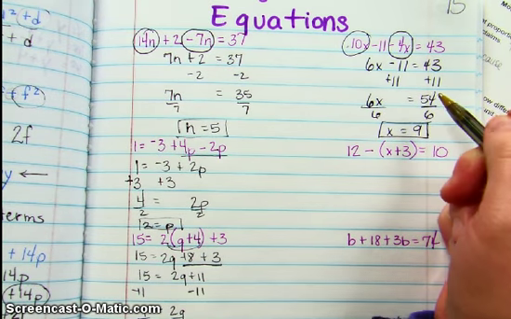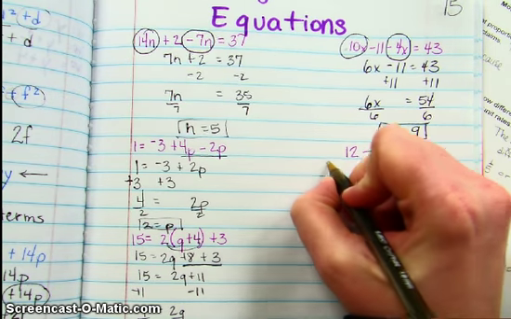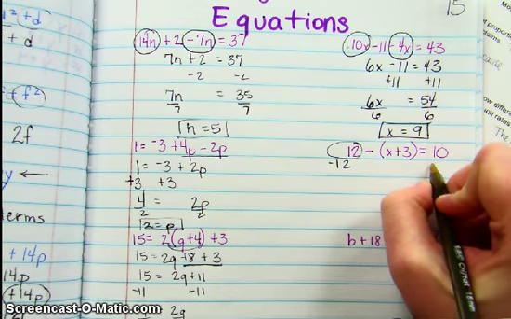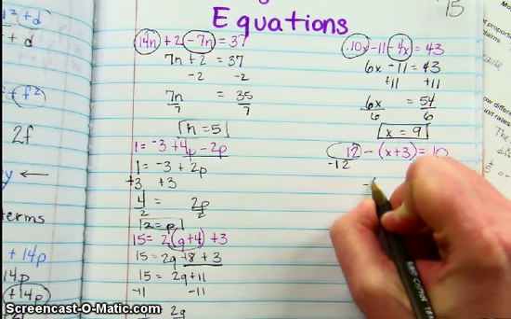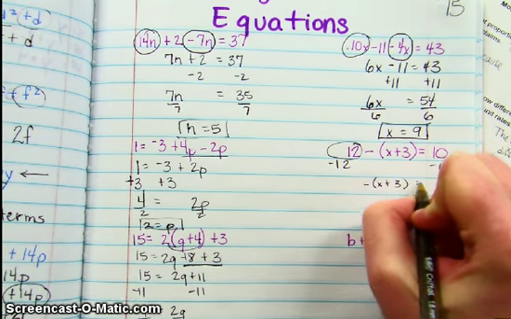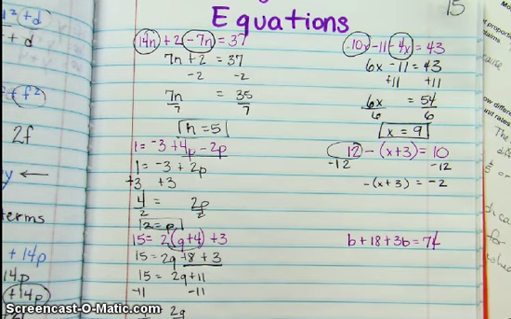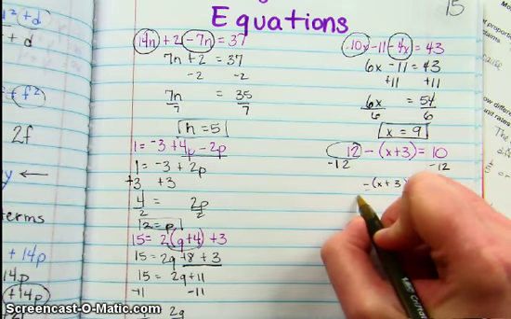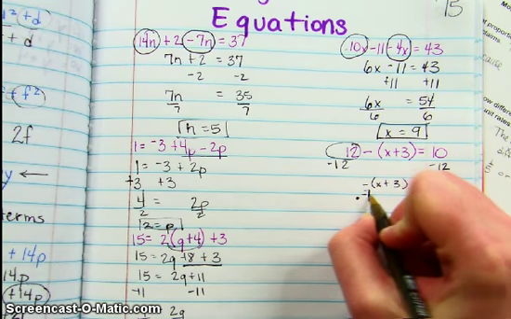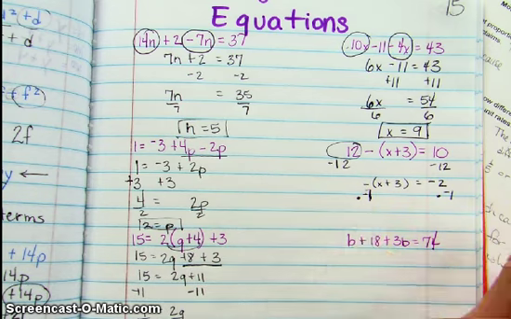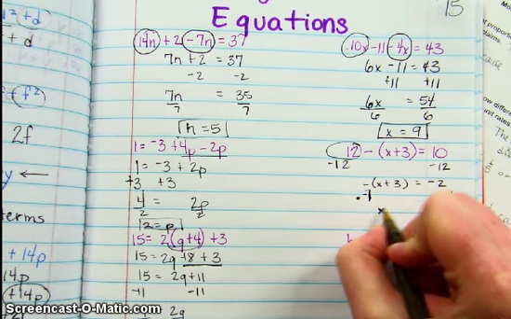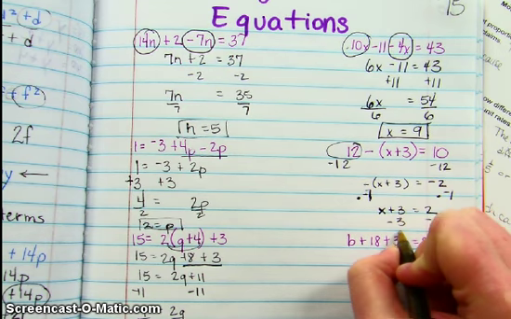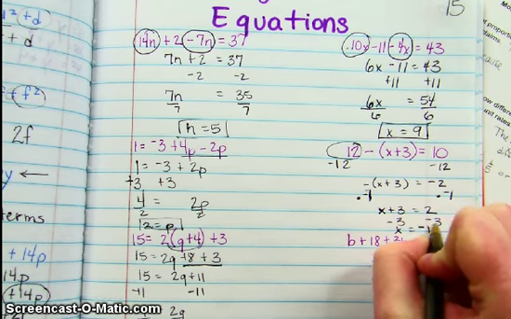There are different ways you could approach this one. I would suggest getting rid of the 12, and the 12 is actually a positive if you look in front of it. So I subtract 12 from both sides, and I'm going to have a negative, parentheses, x plus 3 is equal to negative 2. Now, I want to get rid of that negative so I don't have to worry about distributing it. So I'm going to multiply both sides by negative 1. So x plus 3 is equal to 2. Subtract 3, and x is equal to negative 1.